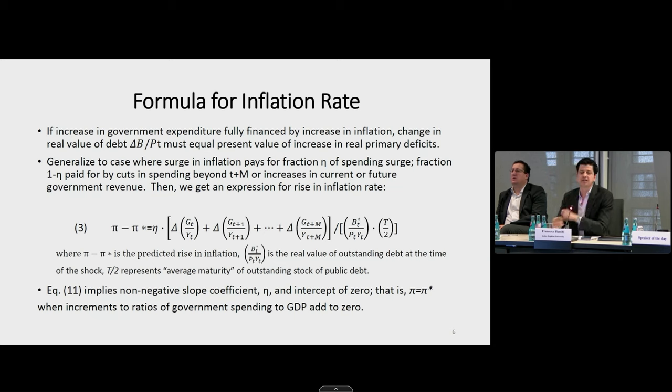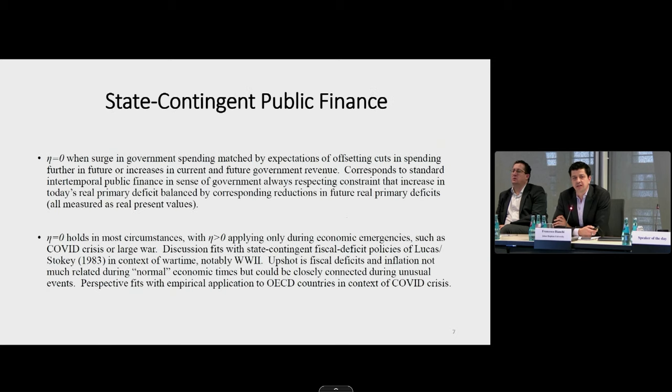But notice that there's this coefficient eta. In the extreme version, the fiscal theory of the price level, this coefficient would be equal to one. In the extreme version of Ricardian equivalence, this coefficient would be zero, because any change in spending today is expected to be undone by future changes. So what we're interested in is trying to understand what is in the data, at least with respect to the post-pandemic experience, this coefficient theta.